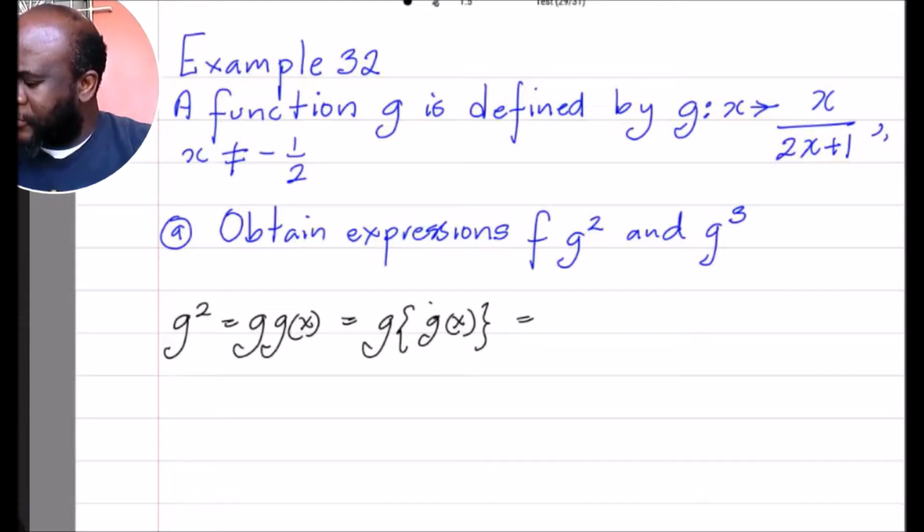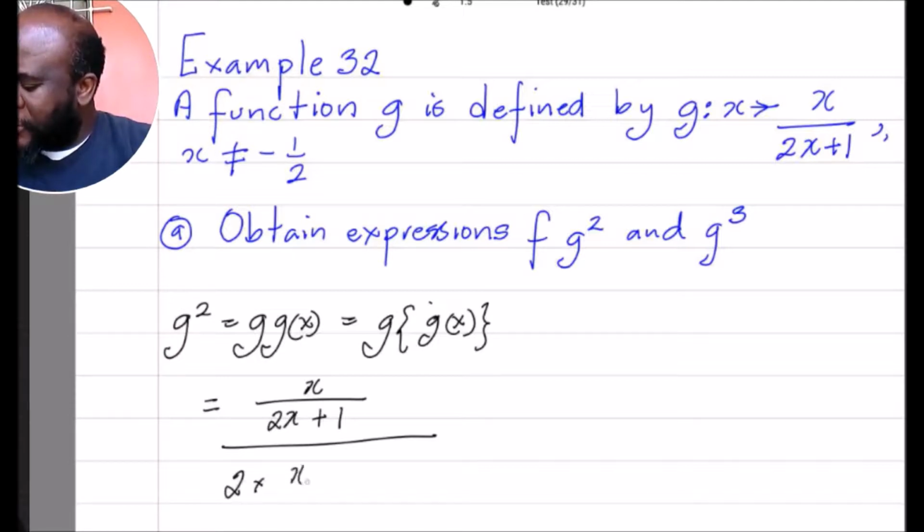So in g, wherever I see x, I'm going to take out x and put g. So x at the top becomes what? x over 2x plus 1. So replace the x with g. Replace the x at the bottom also with g. x over 2x plus 1 plus 1.